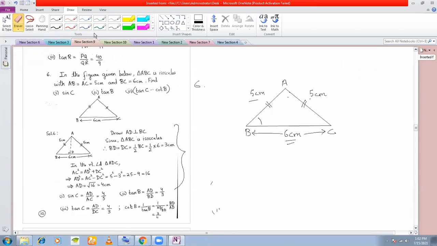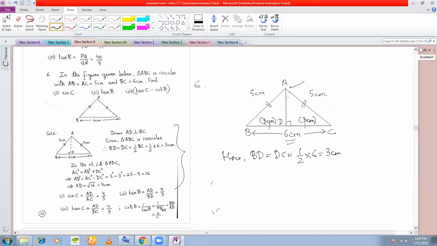So what you do, if you come across such a situation, is drop a perpendicular and make a right angle triangle by dropping a perpendicular from this point. Let's call this point D. Now see, this is an isosceles triangle, and from the point of intersection of the equal sides we have drawn a perpendicular. That means these two parts must also be equal. That means BD must be equal to DC, which is equal to half of 6, which is 3 centimeters. So this is 3 centimeters and this is 3 centimeters.